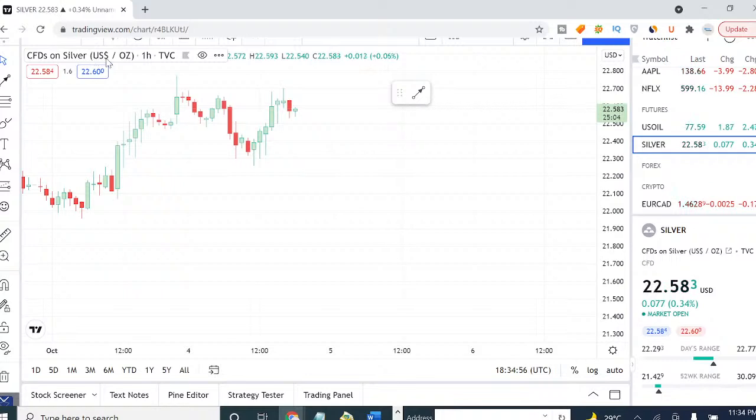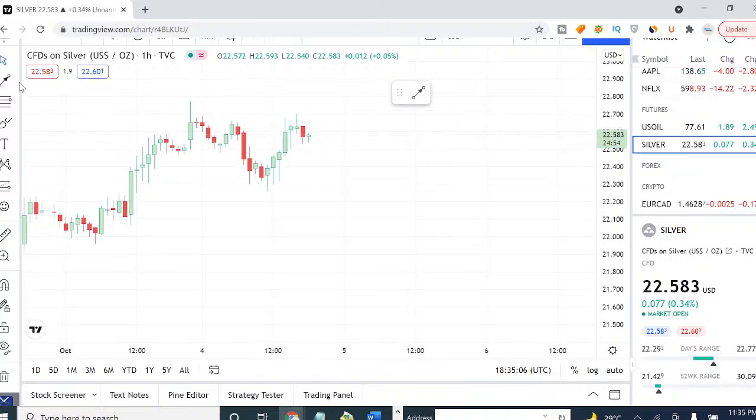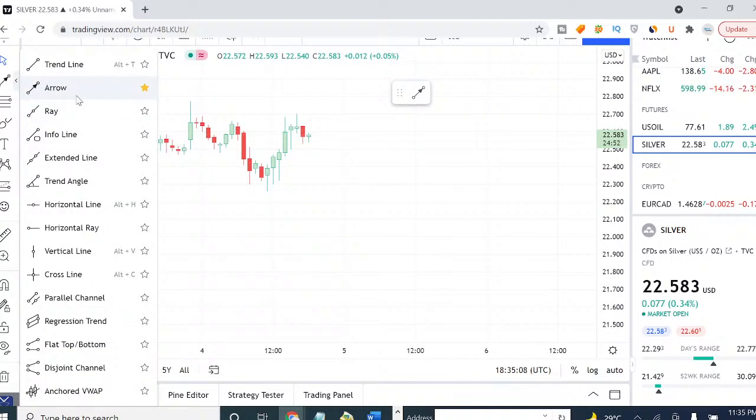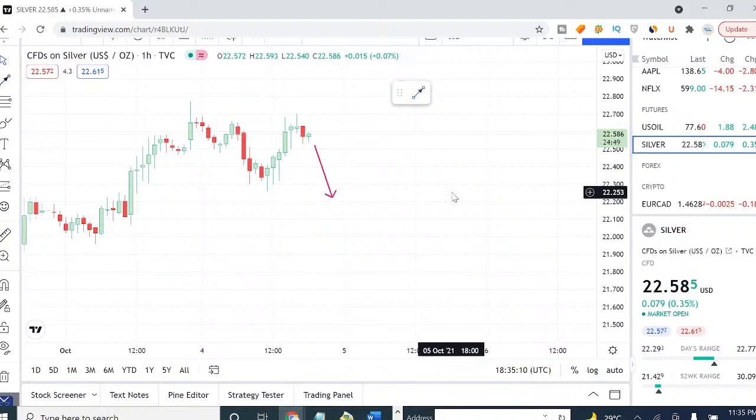Okay. CFDs on silver, US dollar per ounce. So guys, if you ask me what my signal is, that's very simple, I am looking for things to go in the downward direction. That's very simple. Again, note this down, US dollar per ounce, I'm looking for things to go down from this level, so be careful.